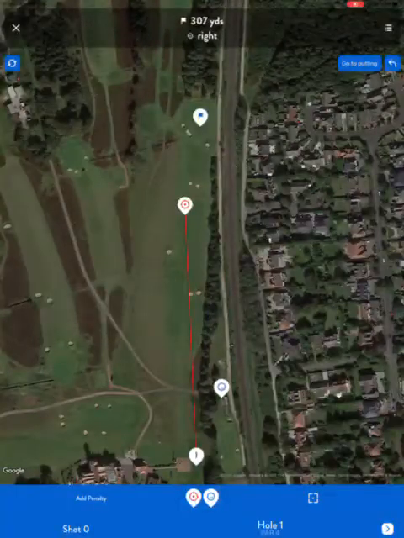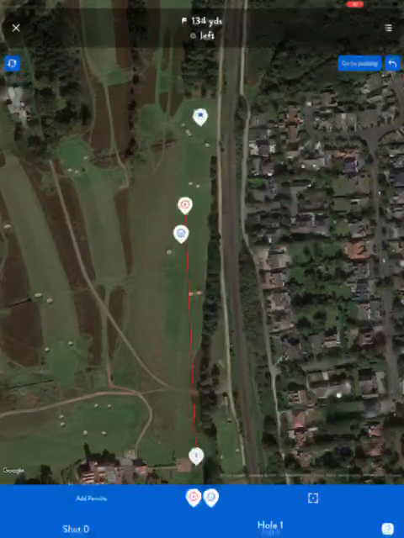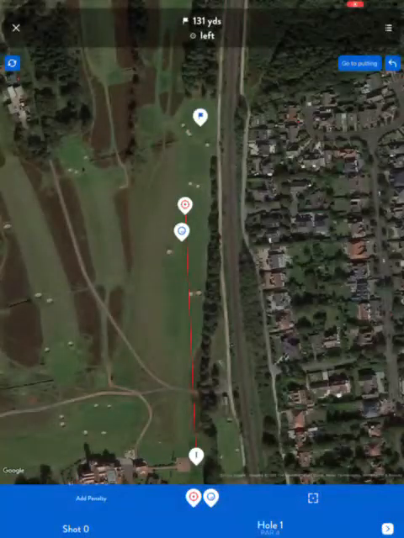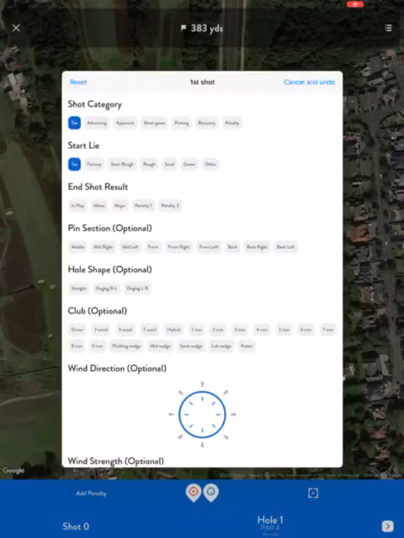So we simply draw on that target line and then drag, as in the basic, to the location the ball was at, and it will measure the distance right or left of that line to give us a true dispersion. We then have this pop-up where there's compulsory things to enter. The shot category and start lie, it's calculated automatically. We simply input the end results.